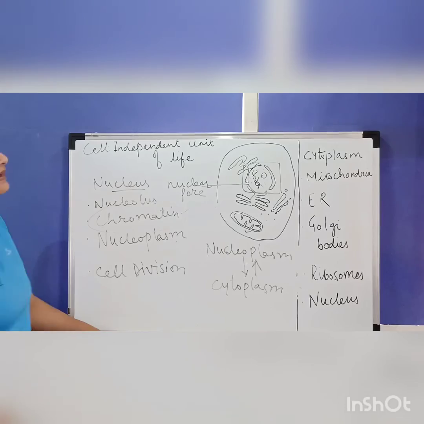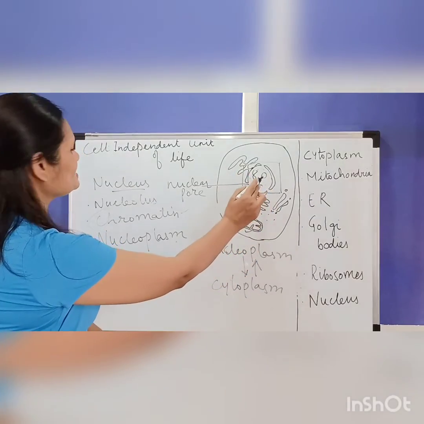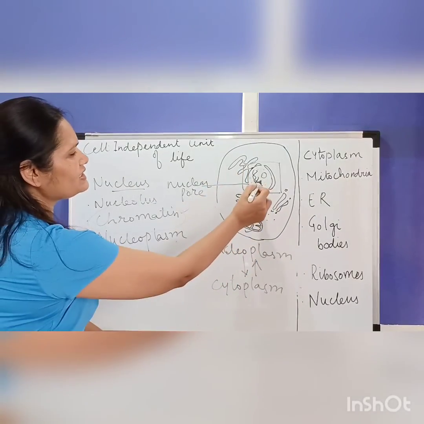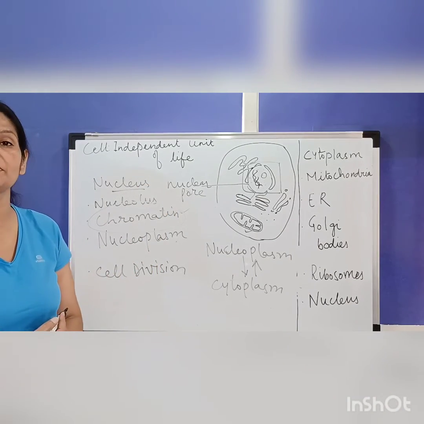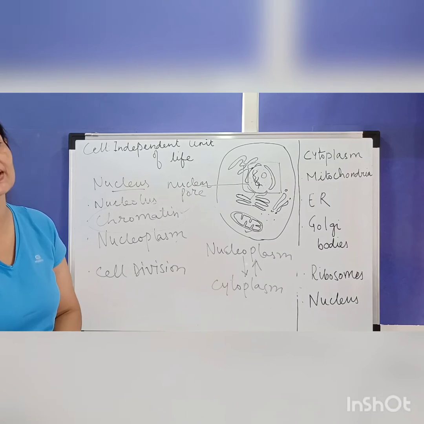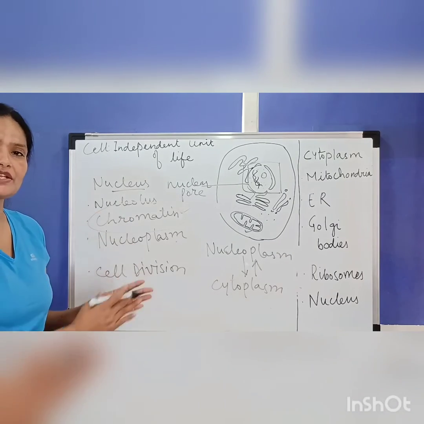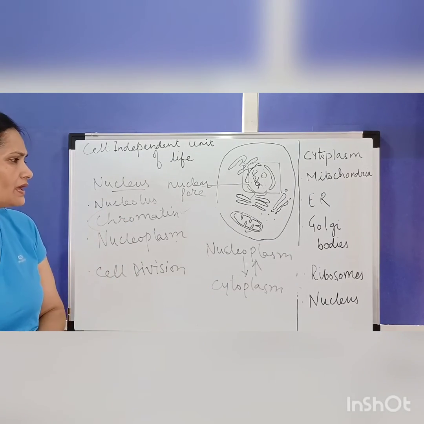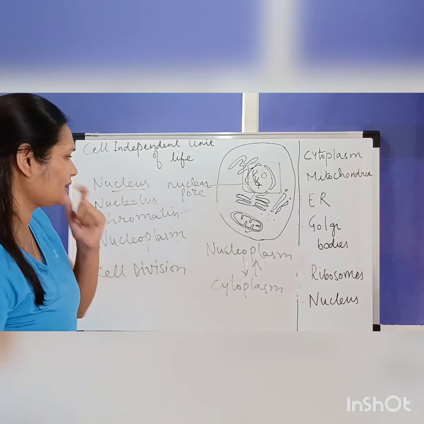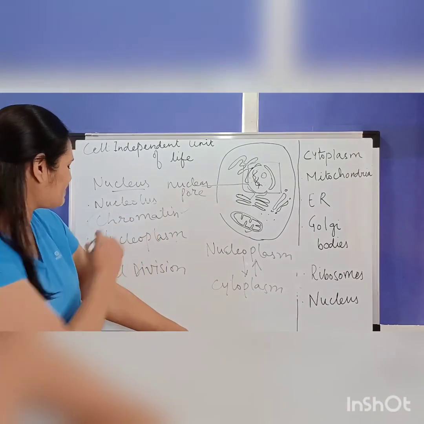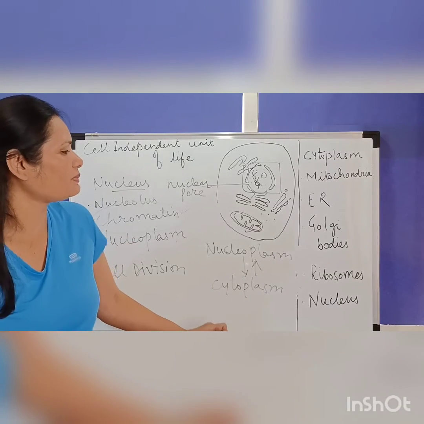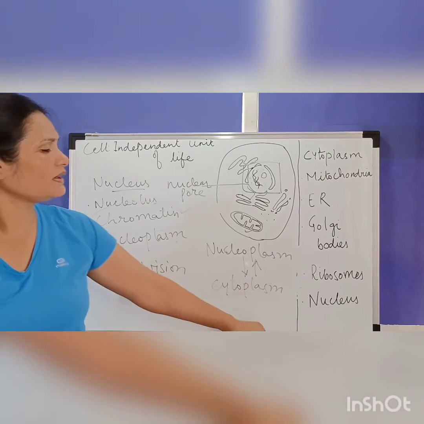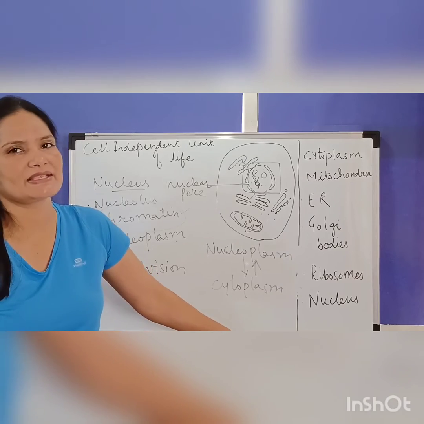We all know that the nucleus is an organelle which contains the chromosomes, or the genetic material, and it is responsible for the inheritance of genetic characters from parent to offspring. So this is all about the nucleus. I will discuss chromosomes in detail in some other video. The remaining organelles I'll discuss in the next session.